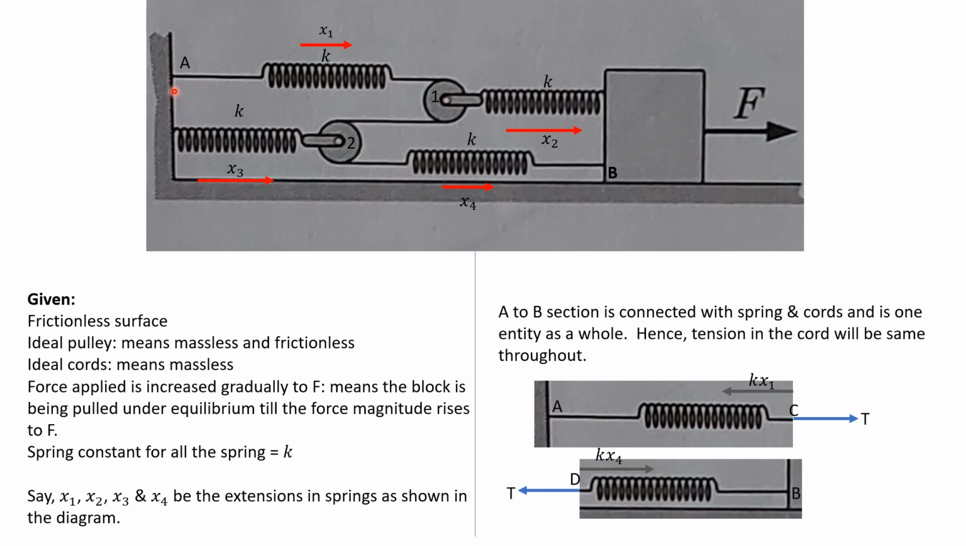If we take this section from A to B, how is this spring and cords connected? So here the cord, then spring, then the cord passing over the pulley, then again passing over the pulley, again connected to a spring and again the cord. So this is basically, we can take it as one entity. So if the tension in the cord is T, it will be throughout T because the cord is massless.